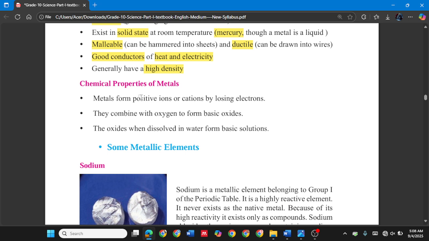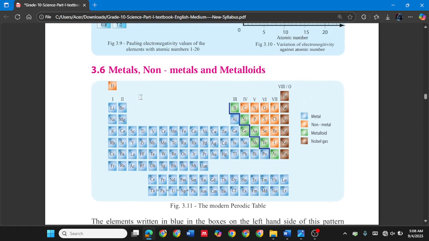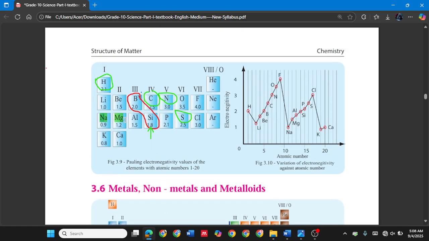Metals form positive ions or cations by losing electrons. This is a chemical characteristic. You can observe it because the metals are laid in the first two groups, no? And aluminium is in the third group. So all the metals are laid in the first three groups, so it is easy for them to remove an electron and obtain the noble gas electronic configuration. See, lithium, it won't gain electrons and reach here. Easily it removes its electron and reaches helium.